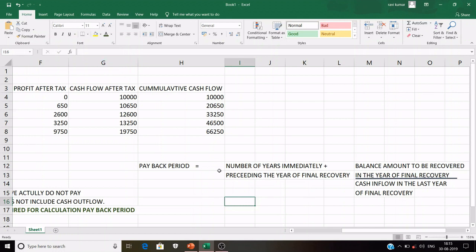So if I assume 4.6, what is the number of years that is immediately preceding that year of final recovery? What is the number of years that comes before 4.6? The year it comes is 4, because the year that comes before the 4.6 is 4. So I will write 4 instead of this number of years.